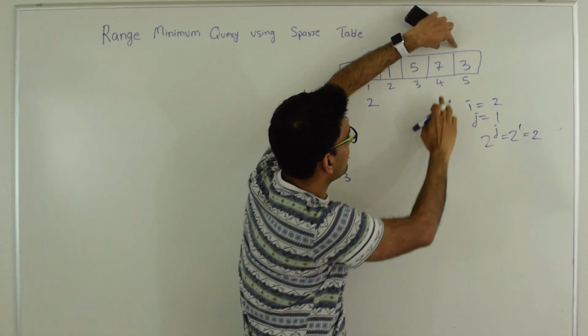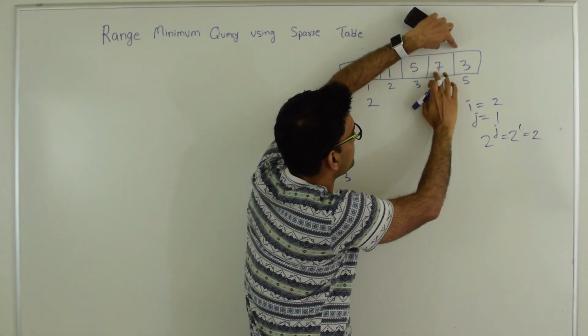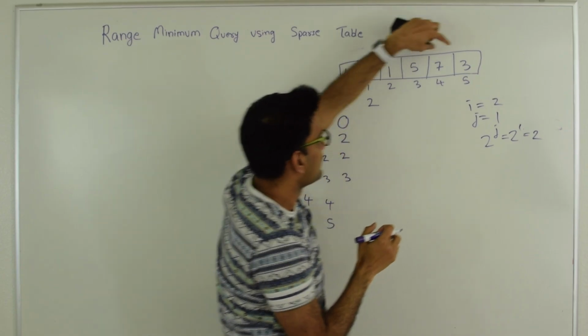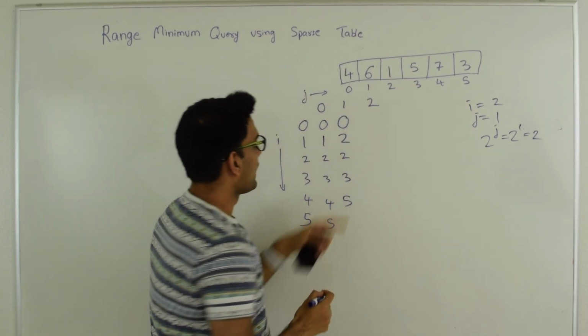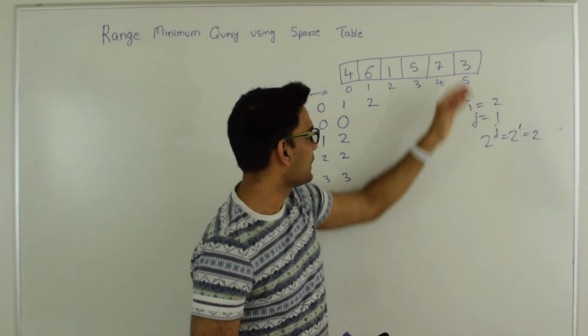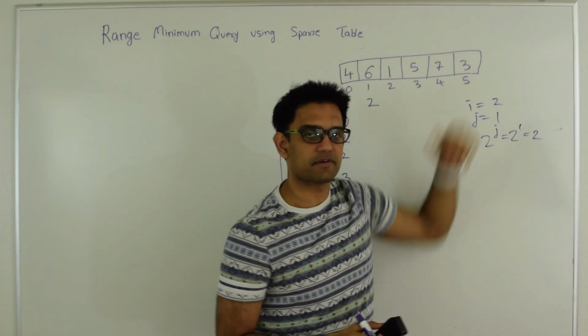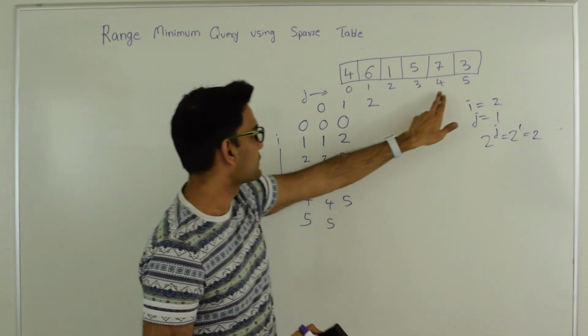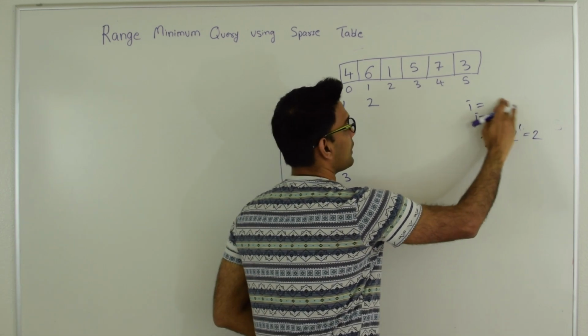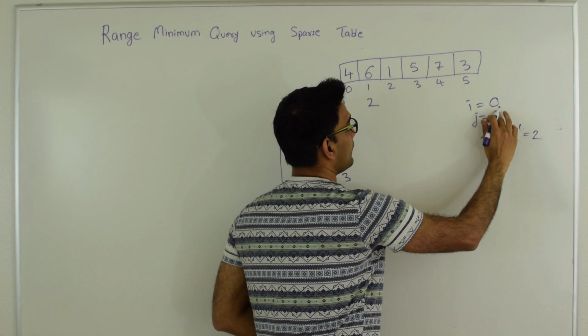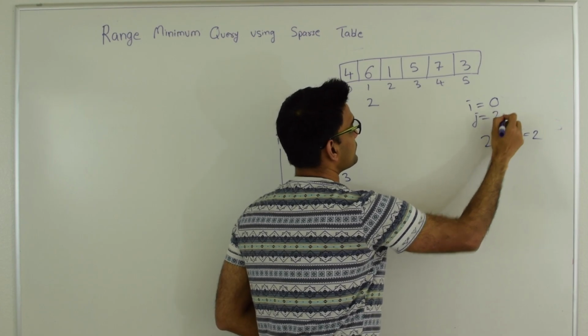Similarly, here the minimum of 7 and 3 is 3, the index of that is 5, so here we store 5. And finally, for 3, we can't do that because there is no other element after 3. So we stop at this point. And we again go back to the top, our i again becomes 0, and j becomes 2.